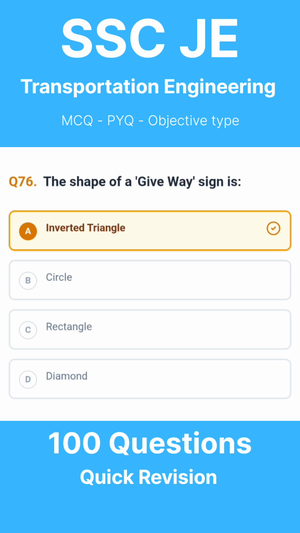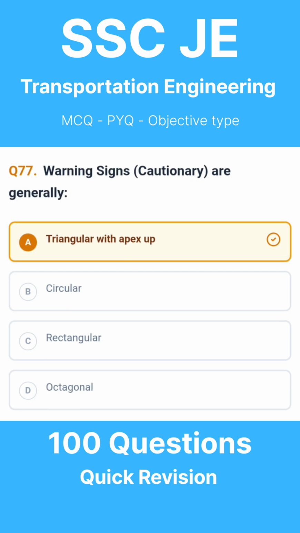Question 76. The shape of a give way sign is. The correct answer is inverted triangle. Question 77. Warning signs, cautionary, are generally. The correct answer is triangular with apex up.